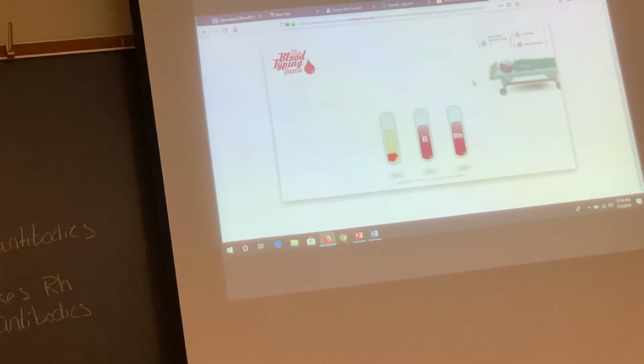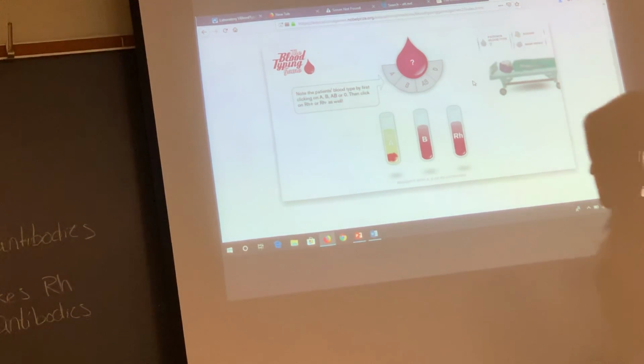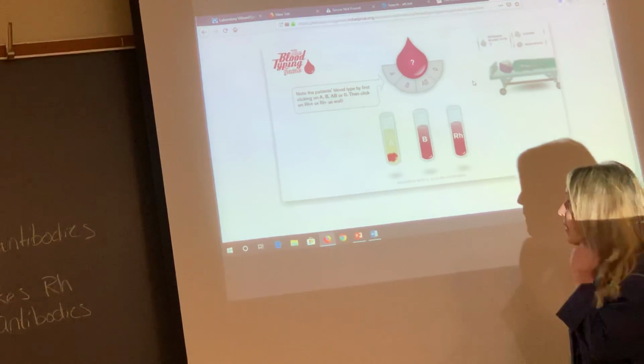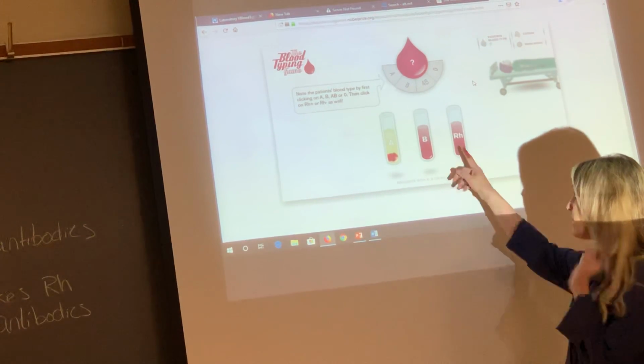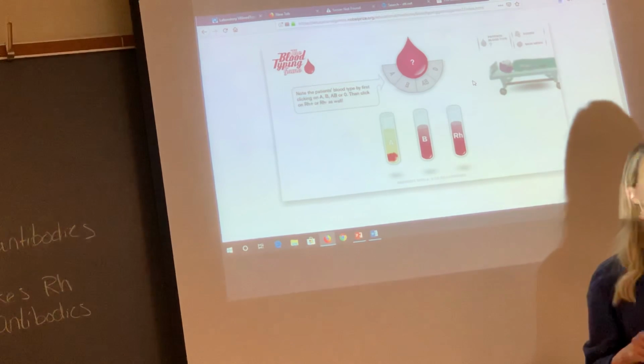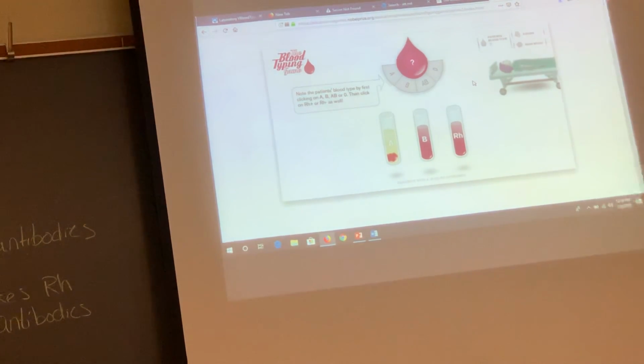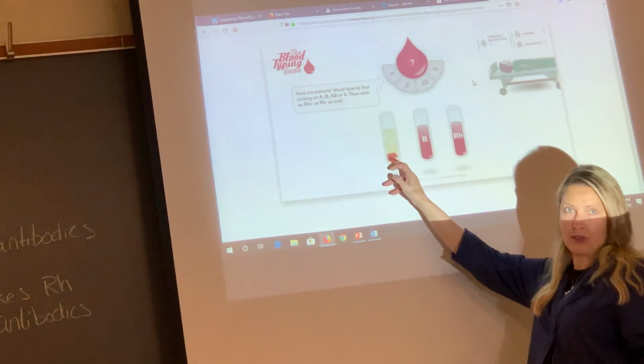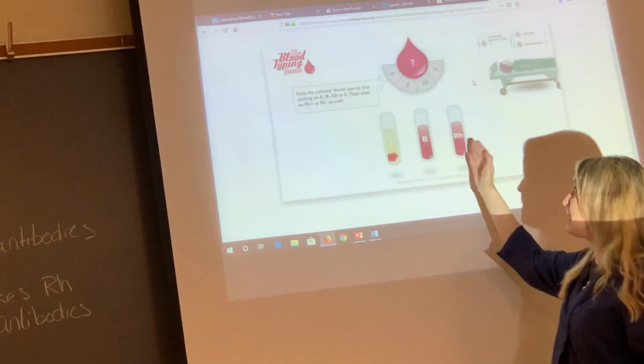So now what is the blood type of this person? Is that Rh? That'd be A negative. This would be A negative. Why is this negative? Because if you don't have the Rh antibody reacting, that means there's no Rh antigen, so it's negative. So you did get an agglutination with the A antibody, so we have the A antigen. So it's type A negative.